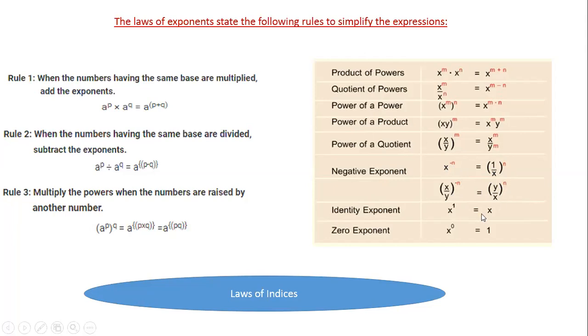Identity exponent. That means something raised to power 1. That thing remains the same. x power 1 is equals to x. And zero exponent means something raised to power 0. That gives you always 1.